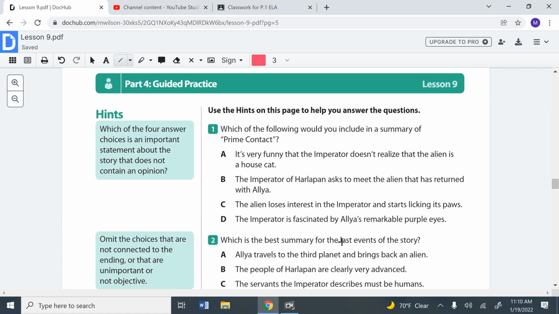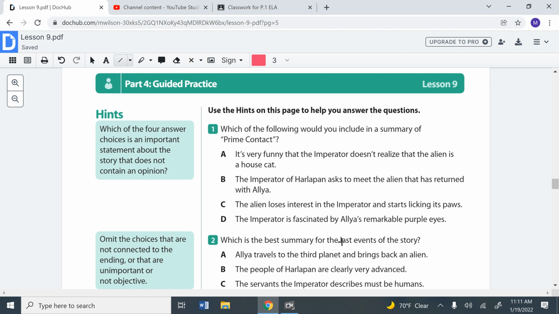So, number 1 says, which of the following would you include in a summary of Prime Contact? Is it A, it's very funny that the Imperator doesn't realize that the alien is a house cat? B, the Imperator of Harlepon asked to meet the alien that has returned with Leah? Or C, the alien loses interest in the Imperator and starts licking its paws? Or D, the Imperator is fascinated by Leah's remarkable purple eyes?